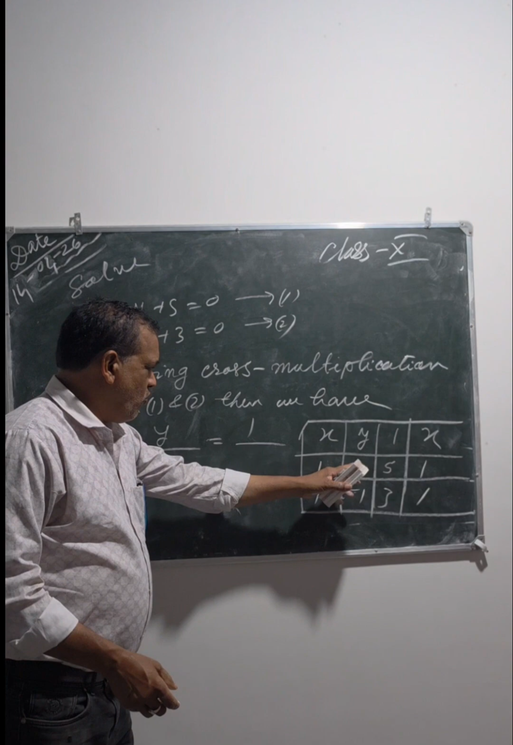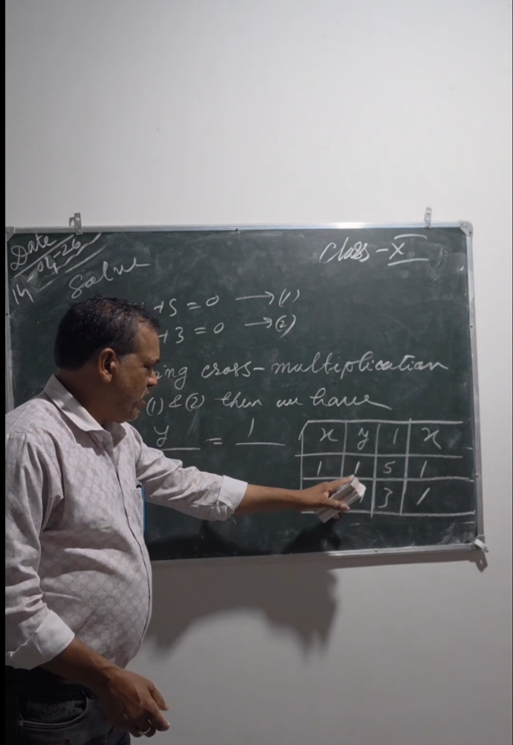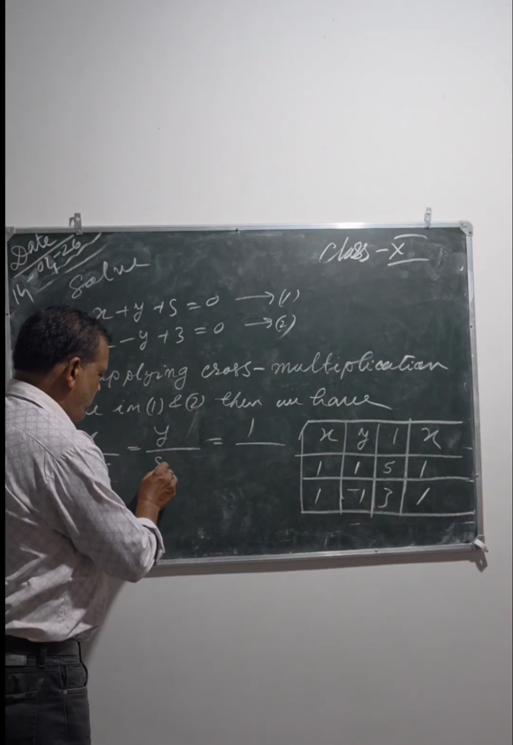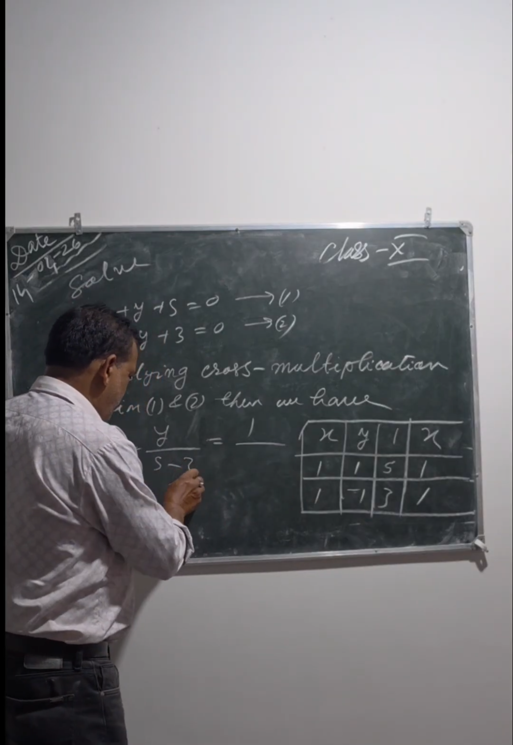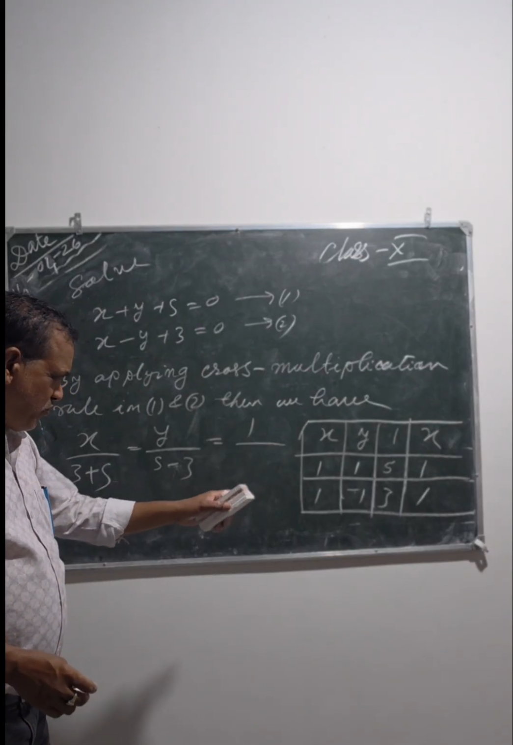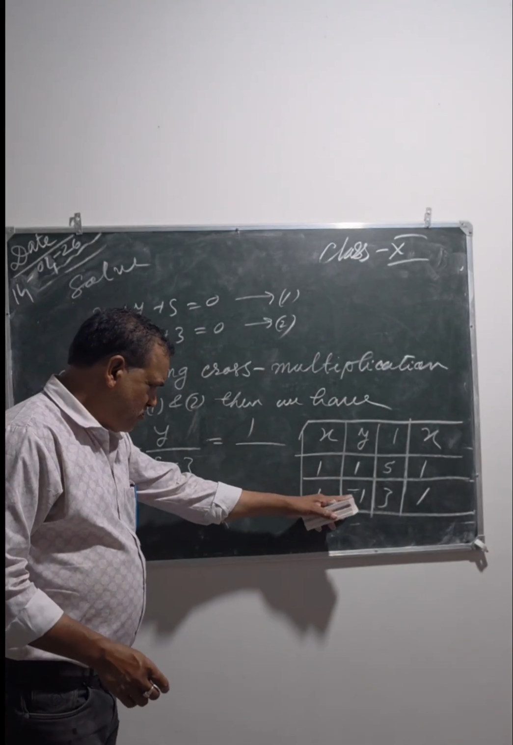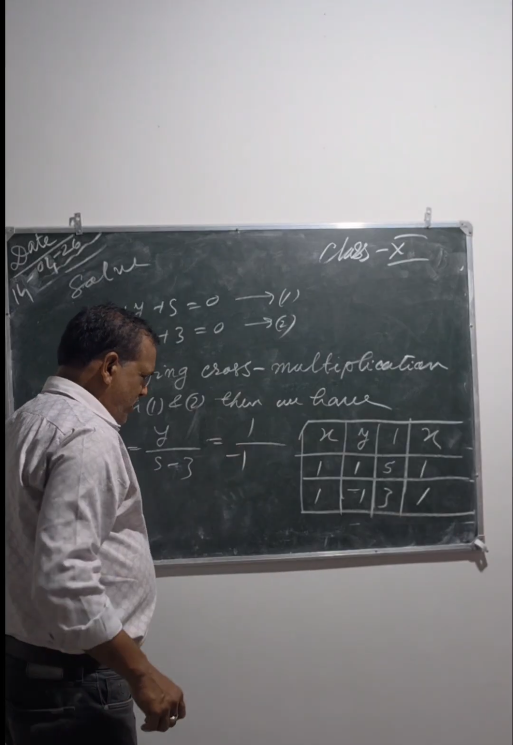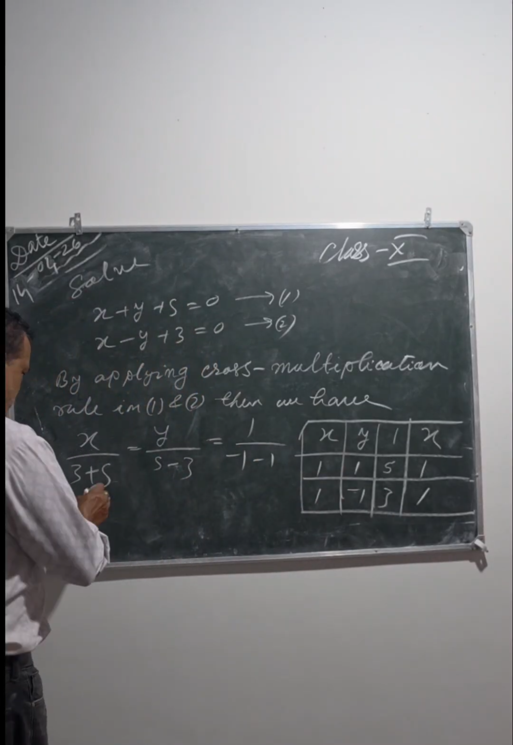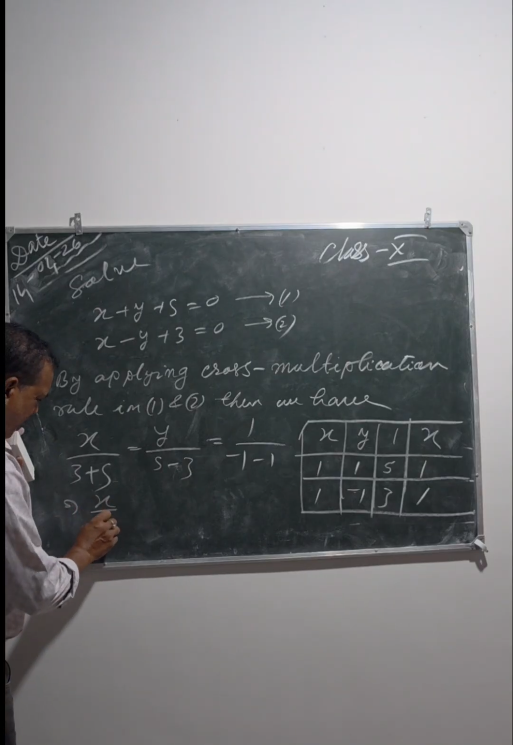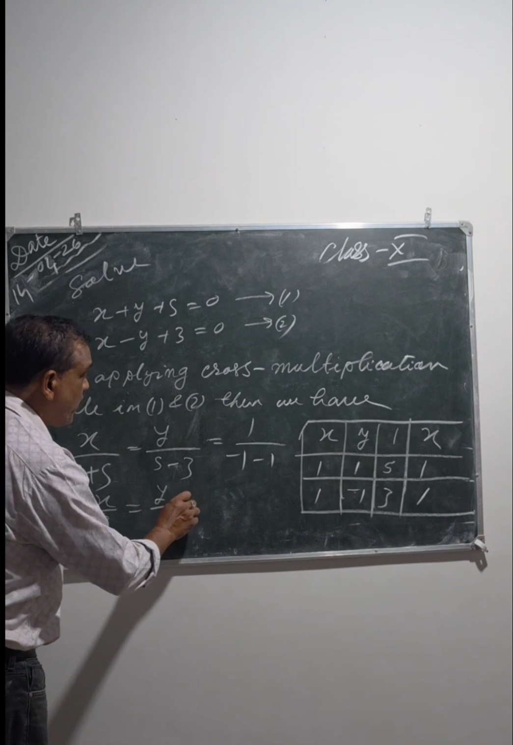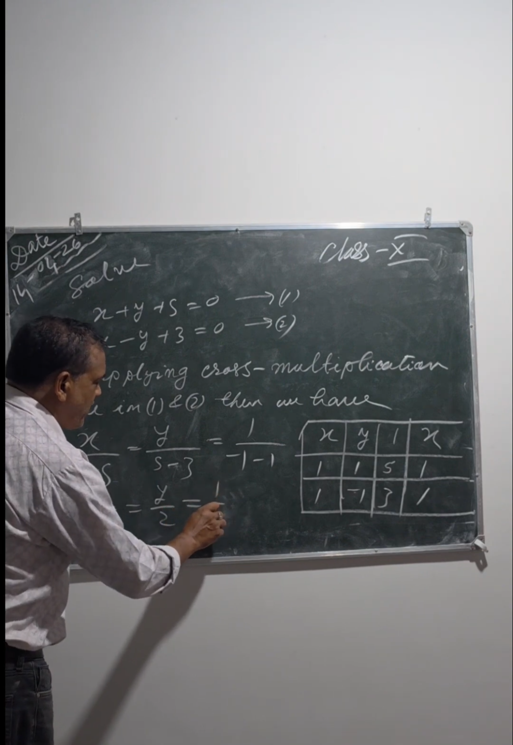Then below y, we have to omit the coefficient of y, then 5 was the 5, 3 was the 3. This middle minus will come from the formula. Then below 1, if you want to write, then it will be 1 into minus 1 equal to minus 1, and in between these two, minus 1 once again. So it will be minus 2. So then x by 8, since 3 plus 5 is 8. Then y by 2, and this will be minus 2.